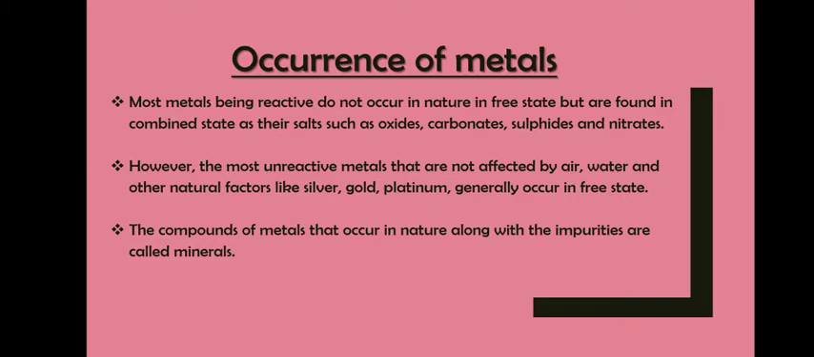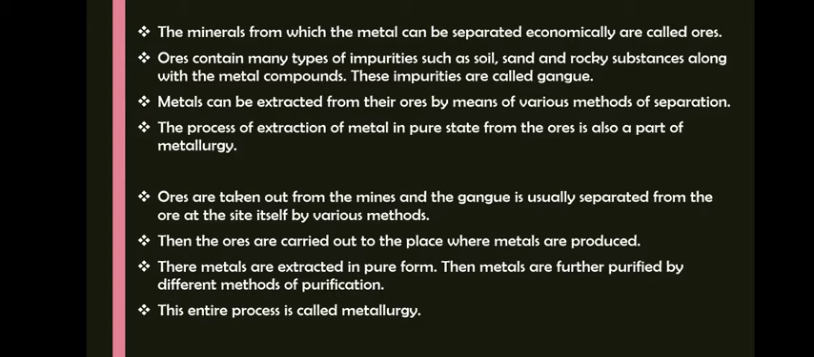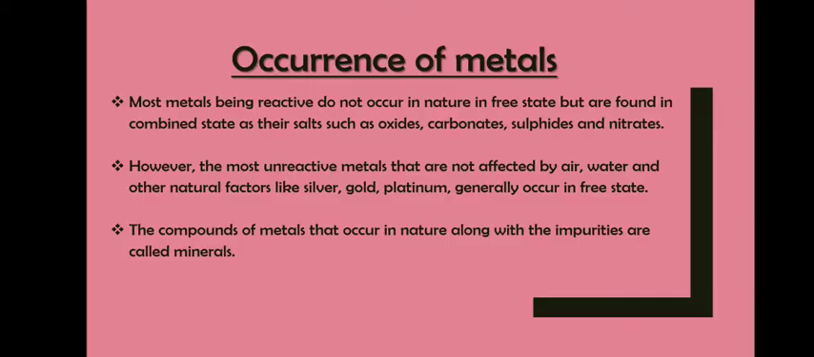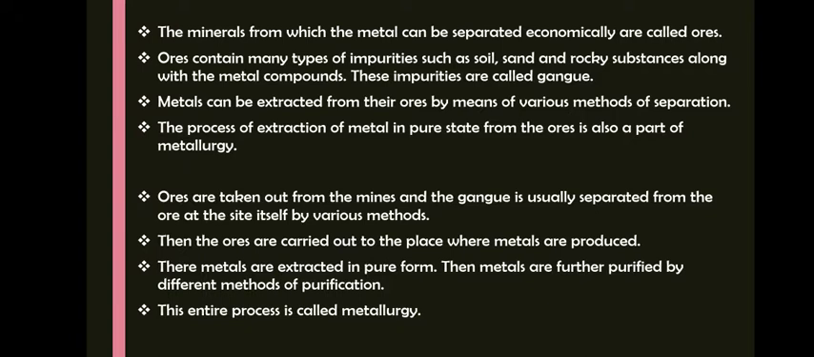The compounds of metals that occur in nature along with the impurities are called minerals. Followed, students? The minerals from which the metal can be separated economically are called ores. Right? What are minerals? The compounds of metals that occur in nature along with the impurities are called minerals. Then the minerals from which metal can be separated economically are called ores.